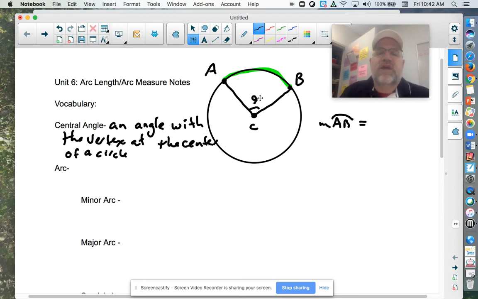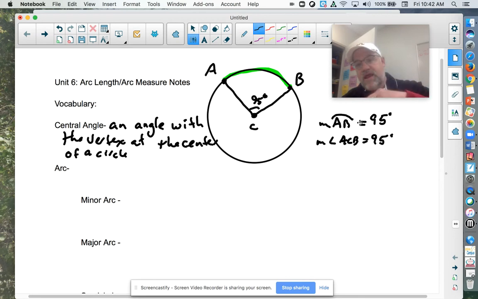If the measure of angle ACB was 95 degrees, then we would say that the arc measure would have the same measure. It is also 95 degrees. So know that when I have that angle measure, it's the same as the arc measure. Okay, very good, excellent. Moving on, we'll talk about what is an arc.